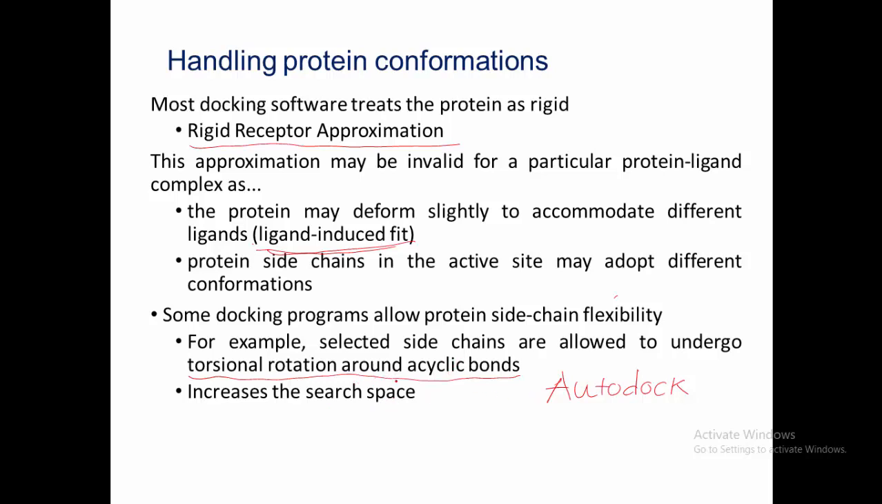As mentioned here, in the binding site you can select amino acids, like alanine, let's say tyrosine, let's say phenylalanine. You can select them and ask the software to let them move or rotate. So this gives more accurate results than rigid docking.